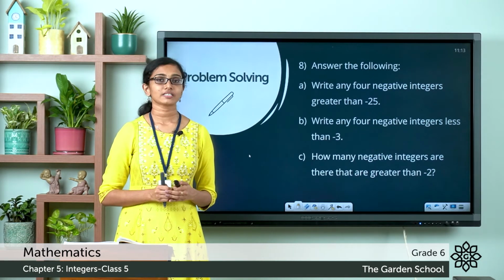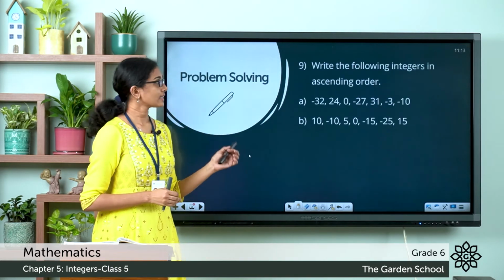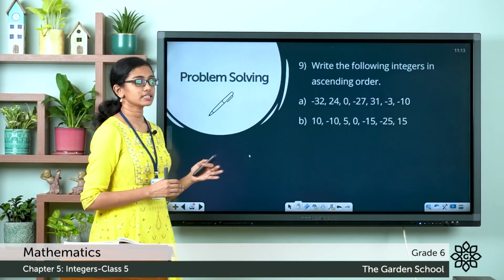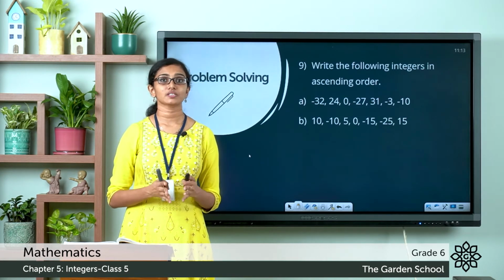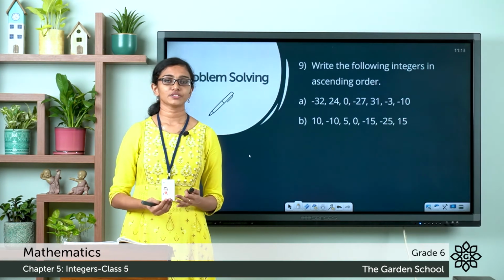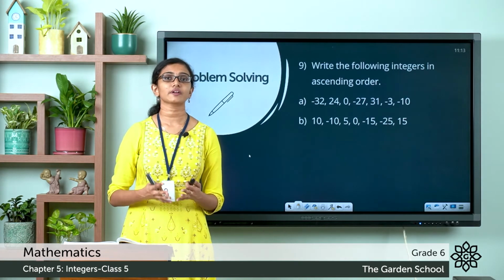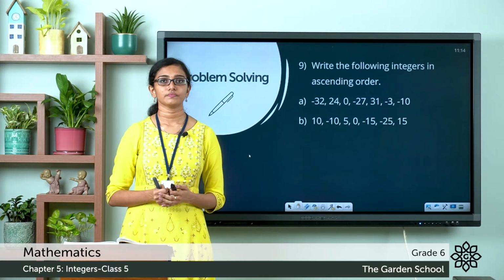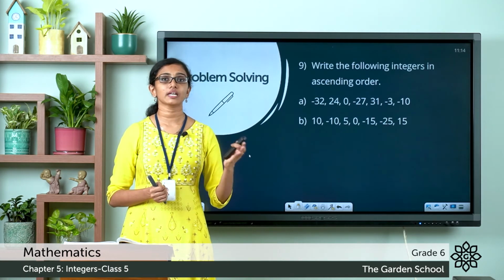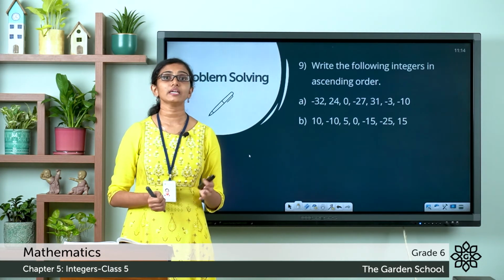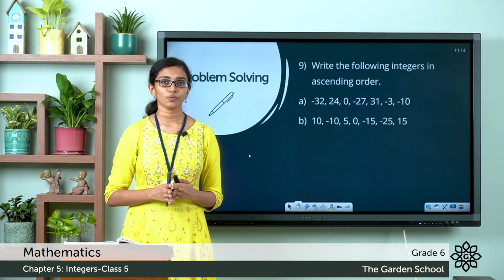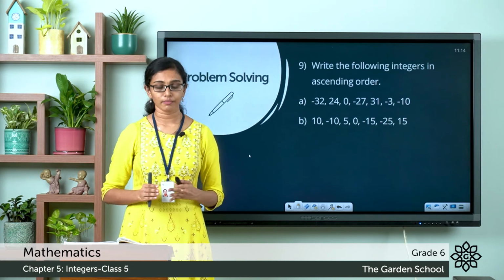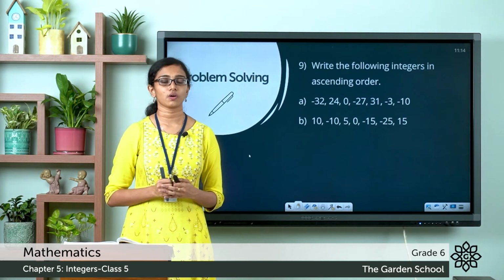Now we'll see question number 9. It says write the following integers in ascending order. So we have learned how to order integers based on their position on a number line. In general, any integer lying to the right of a given integer will be greater than that given integer, and an integer lying to the left of a given integer will be less than that given integer. So follow this rule to arrange the given numbers in ascending or descending order.